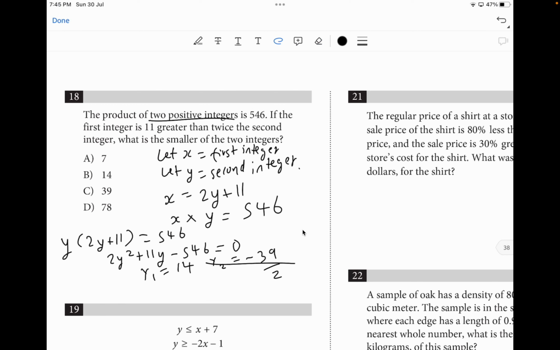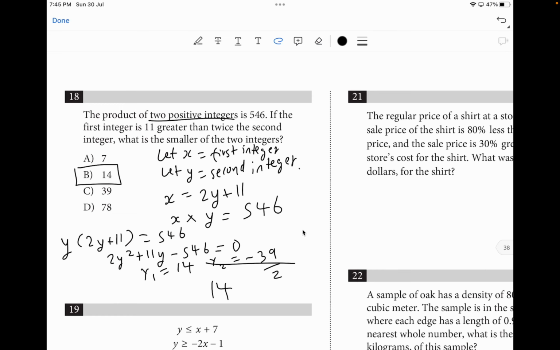So leave the negative value and use the positive. So y is going to be 14. Okay? So your answer, the smaller of the two integers, is going to be 14. So 14 is a positive value, so you're going to keep the positive value. So B is going to be your correct answer.